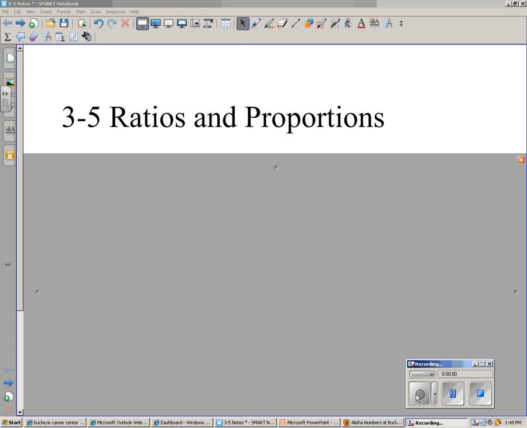And proportions, Chapter 3, Section 5. Okay, fill this out as we go. The beginning is there for you.